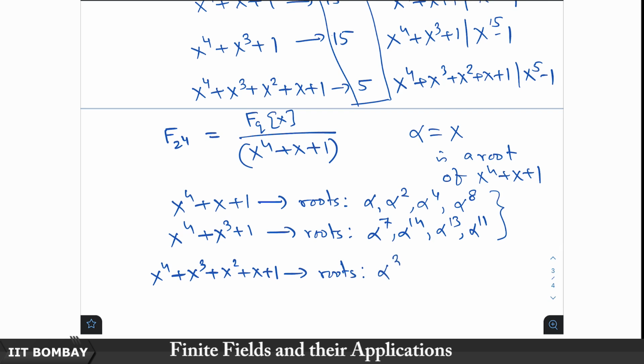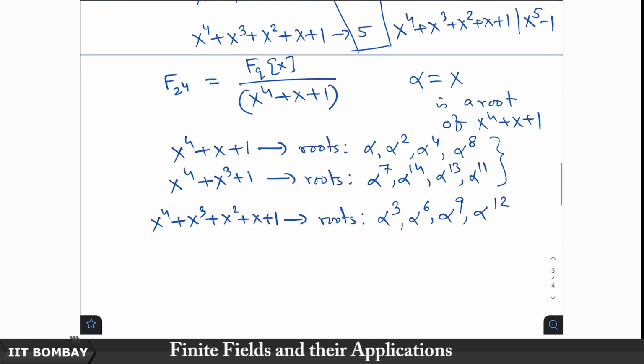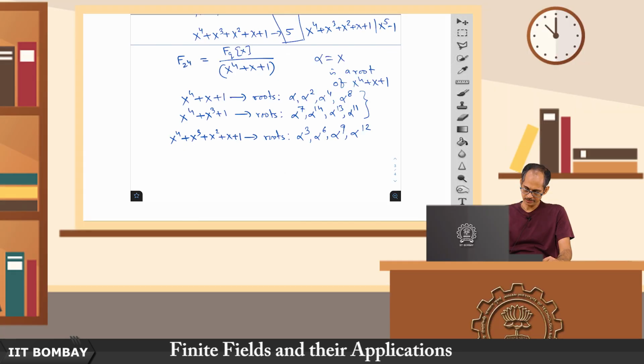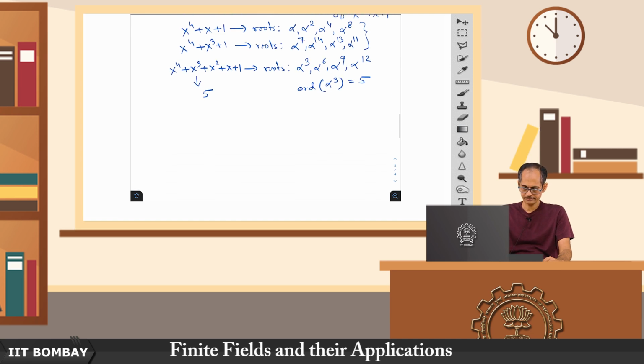However, for x^4 + x^3 + x^2 + x + 1, its roots are not primitive elements. Its roots are alpha^3, alpha^6, alpha^9 and alpha^12. These powers are not relatively prime, or coprime, to 15. And what is the order of alpha^3? It is not 15, because these are not primitive elements. Its order is 5. The order of any of these, alpha^3 for example, is 5, which is the same as the order of this polynomial. So, it is the same as the order of its roots.